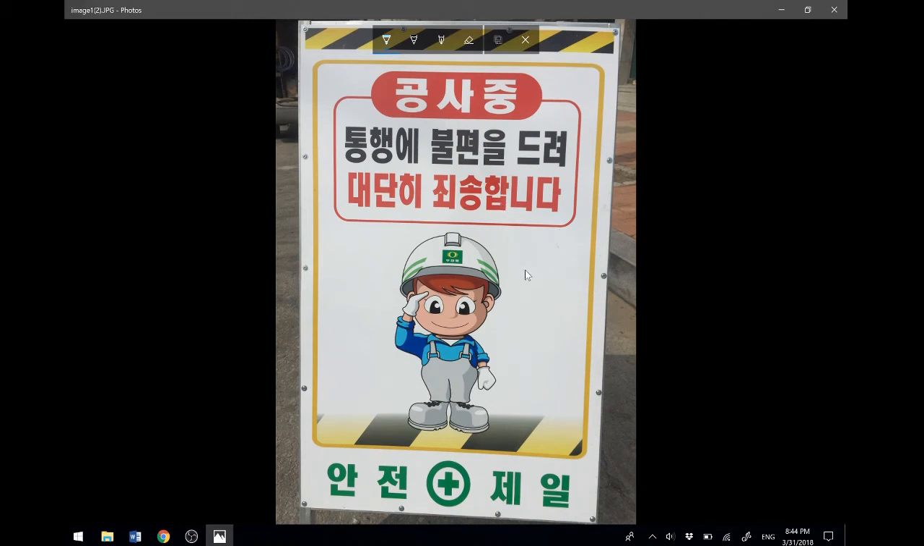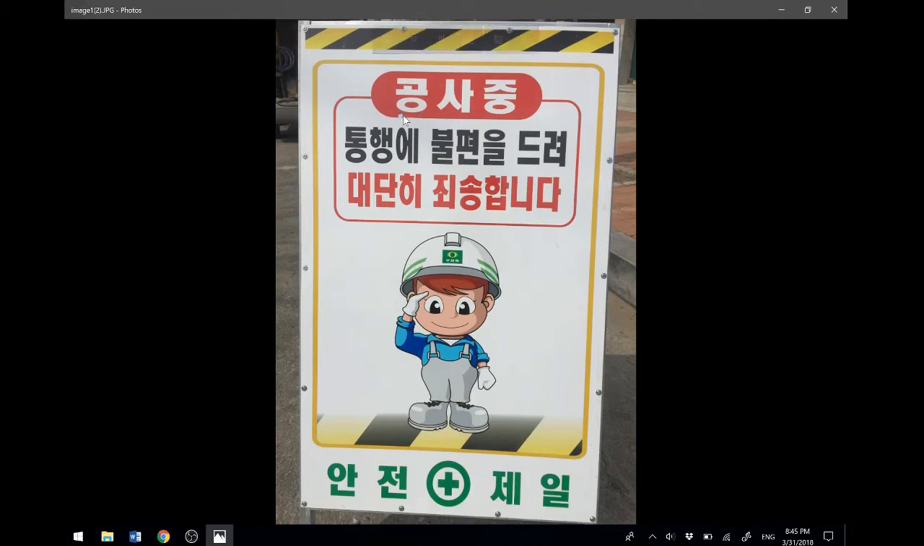Okay, so today we're going to look at this sign. And even if you just look at the sign, even if you don't understand what these words are trying to say, you can probably guess the gist of what's going on here. But let's break it down word for word, or grammar by grammar.